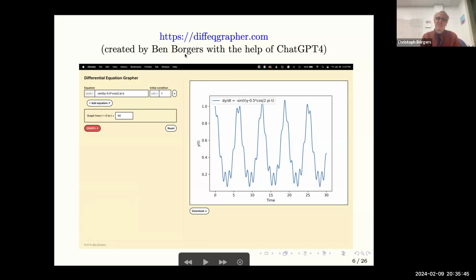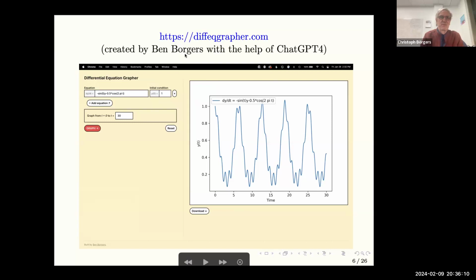So this was fascinating to me because Benjamin doesn't really know anything about differential equations. And nonetheless, it took him only a few hours to make this web page. And why? Because the real heart of the code, the Python code that solves the differential equations, was found and put together by ChatGPT.